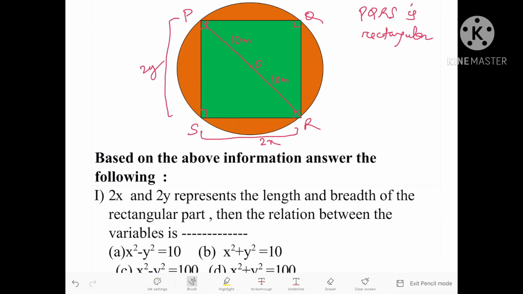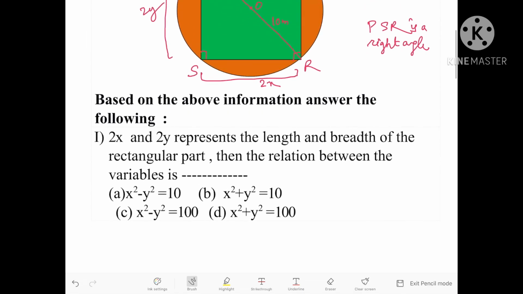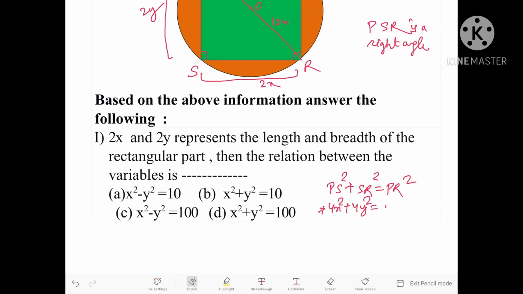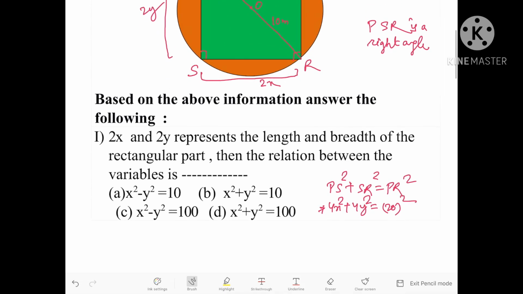So clearly from this figure, PSR is a right angle triangle, and since it is a right angle triangle, I can say that PS square plus SR square is equal to PR square. That means 4x square plus 4y square is equal to the square of PR. The length of PR is 10 plus 10, 20. So it will be 20 square. That means x square plus y square is equal to 100. So D will be the correct option.